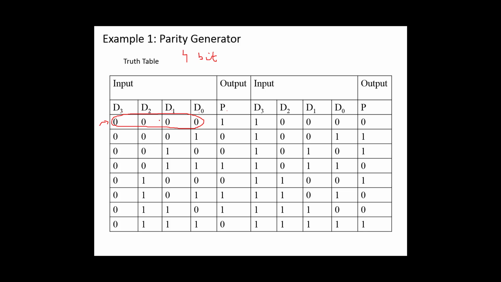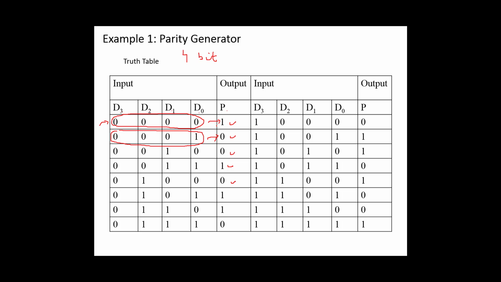If the number of ones in the input combination is even, then the output P is equal to 1 to make it odd. Similarly, if the number of ones in the input combination is odd, then the output P is 0. So in this way we will list the value of output variable for each possible input combination, and this will make our truth table.